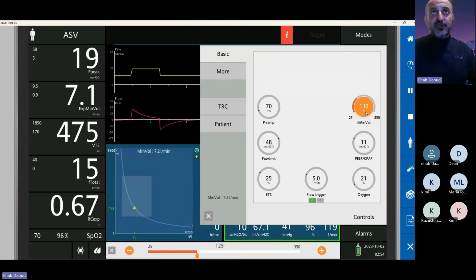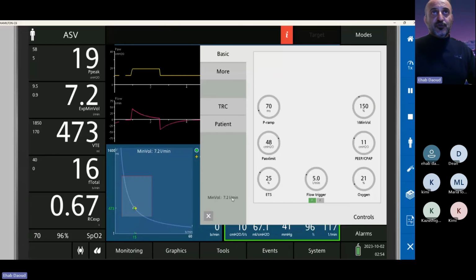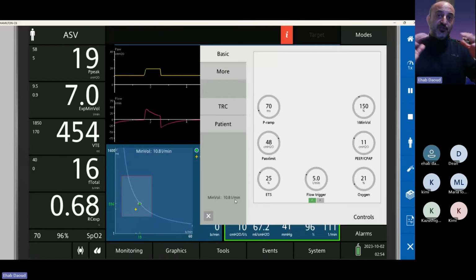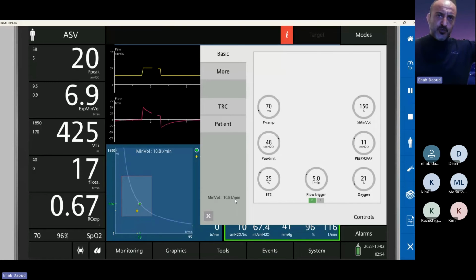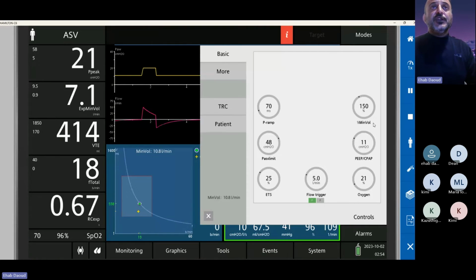What will happen if you try to increase me to 150? Now the ventilator will start to target about 10.8 liters per minute. So according to this, of course, it will increase the respiratory rate and the tidal volume to get me into that safe zone. It doesn't want to go up so much on the volume. It doesn't want to go up too much on the respiratory rate. It wants to keep me in the middle. So that's what you set.